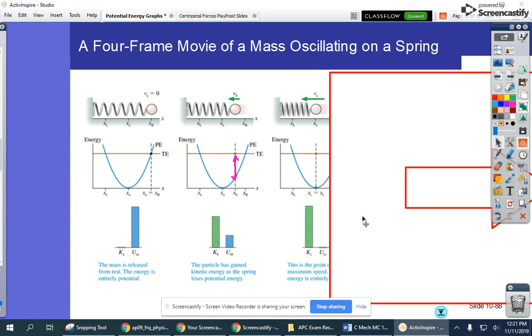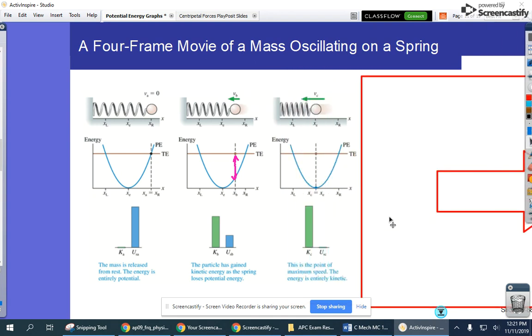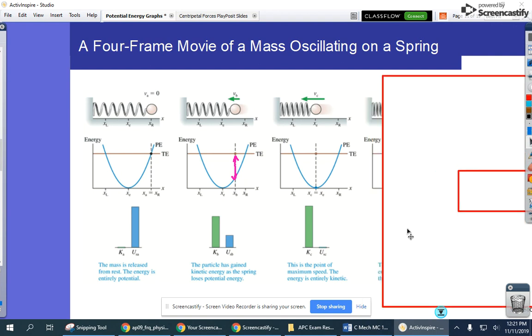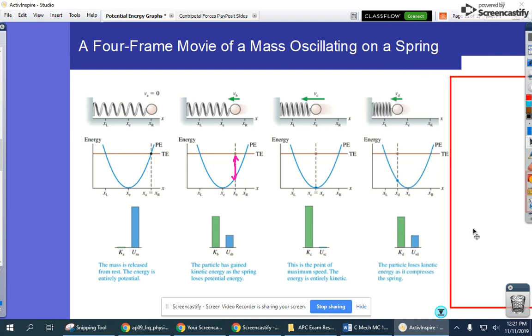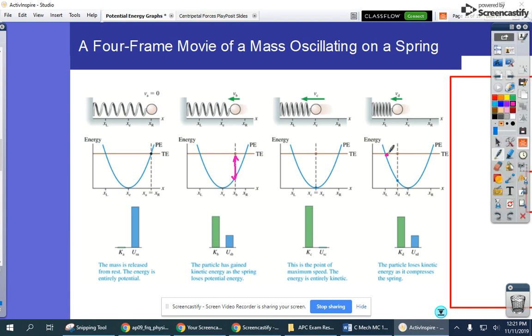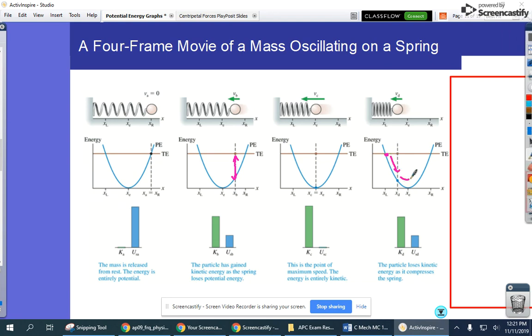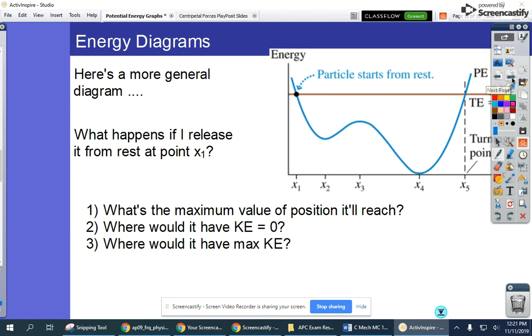And now in the middle it's going to hit that maximum velocity, that maximum kinetic energy, and then it's going to start to come back up the other side of the hill. And hopefully you can see that once it does so, it's going to stop here and then come back and just spring back and forth forever in this little parabolic energy well. So here's a little bit more of a general energy diagram.